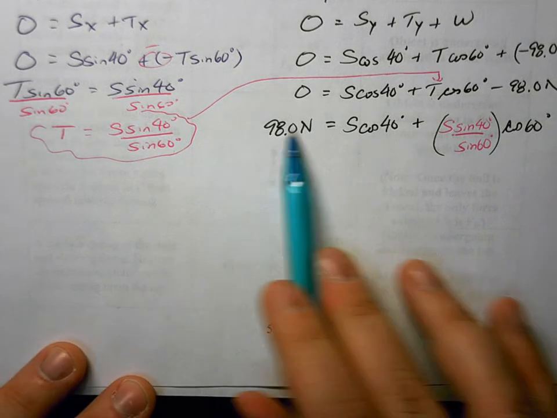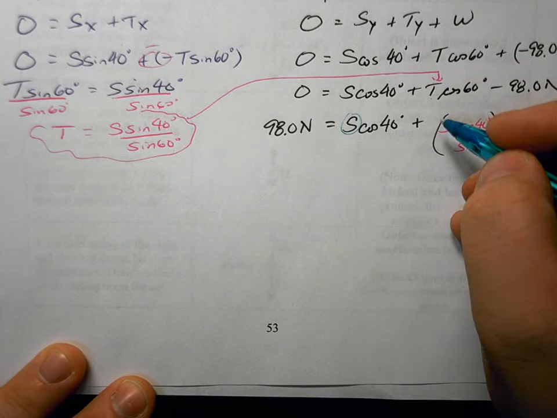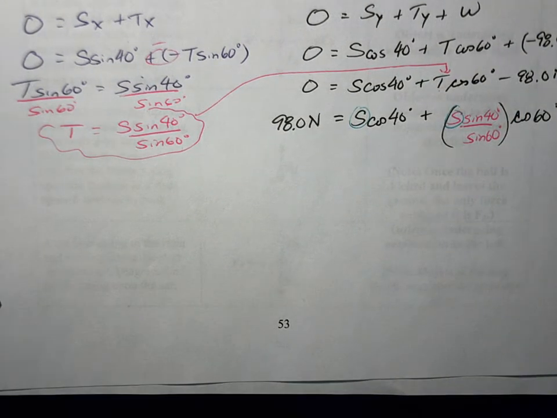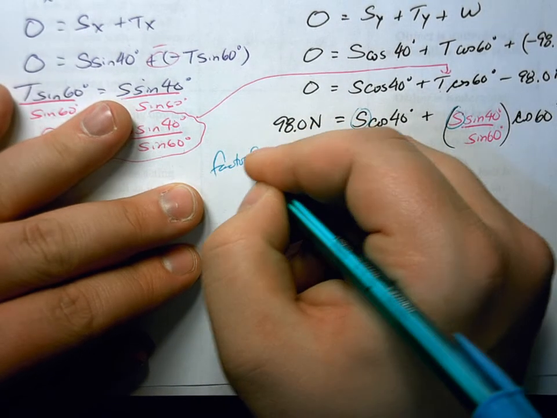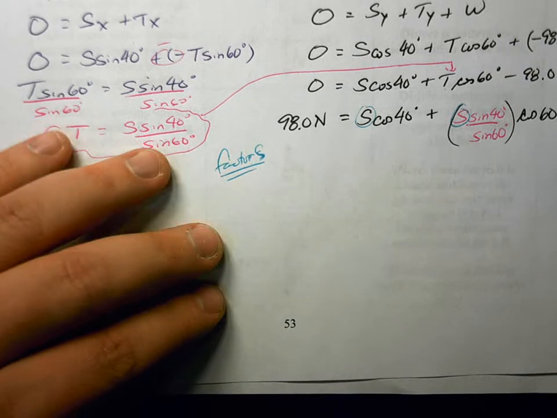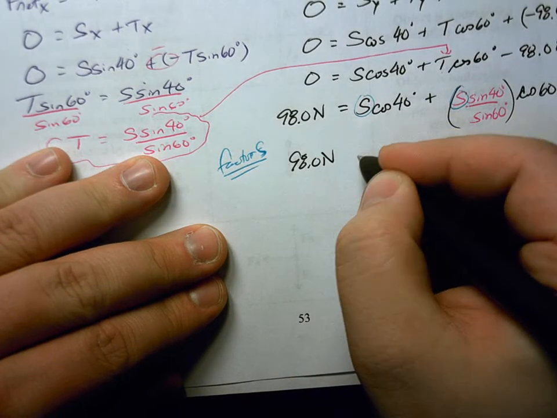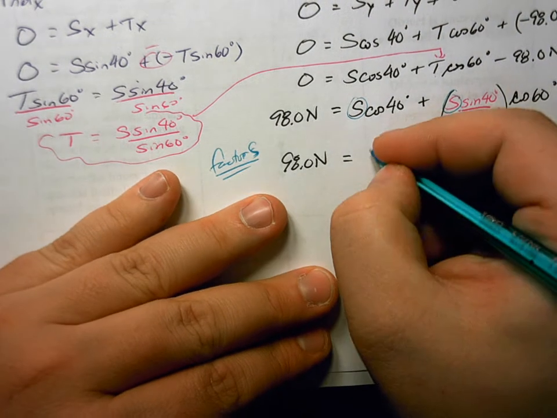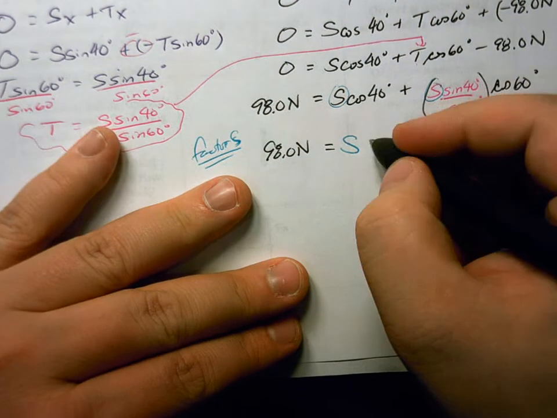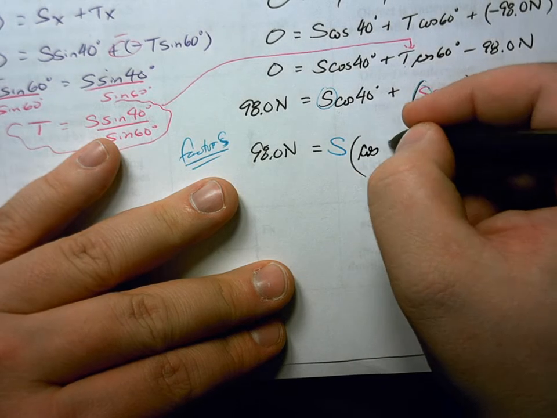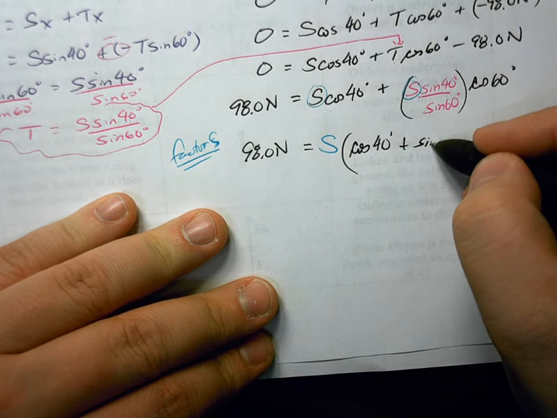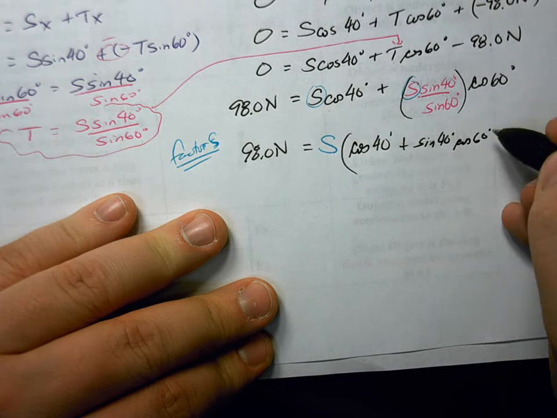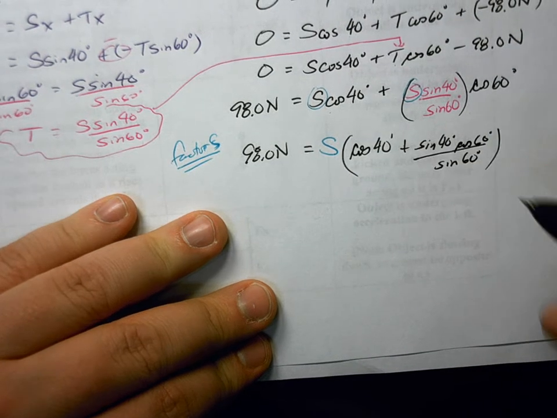Now I have one equation and one unknown. I have my s here and my s here. I have my s's on one side, which is good, but they're in multiple terms, so I have to factor s. I'm going to factor s on the right side. We keep that 98 newtons and leave it alone, but now I factor out s. Here I have this cos of 40 degrees left over, and on this side what I have left over is sine of 40 cos of 60 divided by sine of 60.